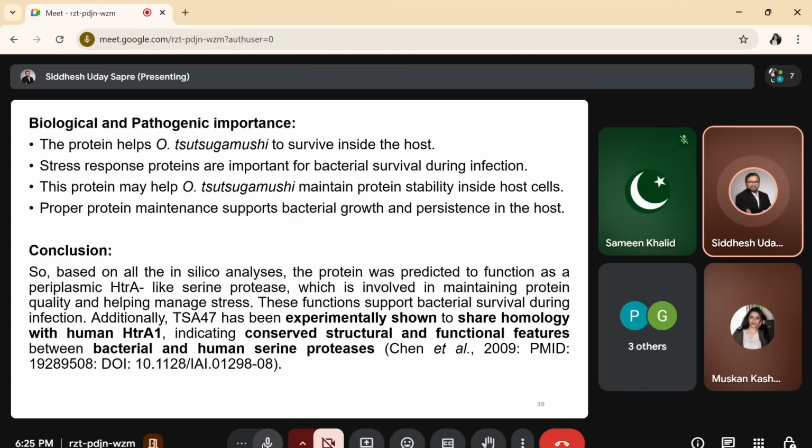And TSA47 has also been experimentally shown to share homology with human HtrA1. So this was a very interesting paper that I also saw, and I thought I should mention it here, indicating the conserved structural and functional features between bacterial and human serine proteases. The identity was around, if I remember correctly, 46% to 56% in a specific region of the serine protease. So it's very clear that it indeed is a serine protease, and it has its proper biological function.